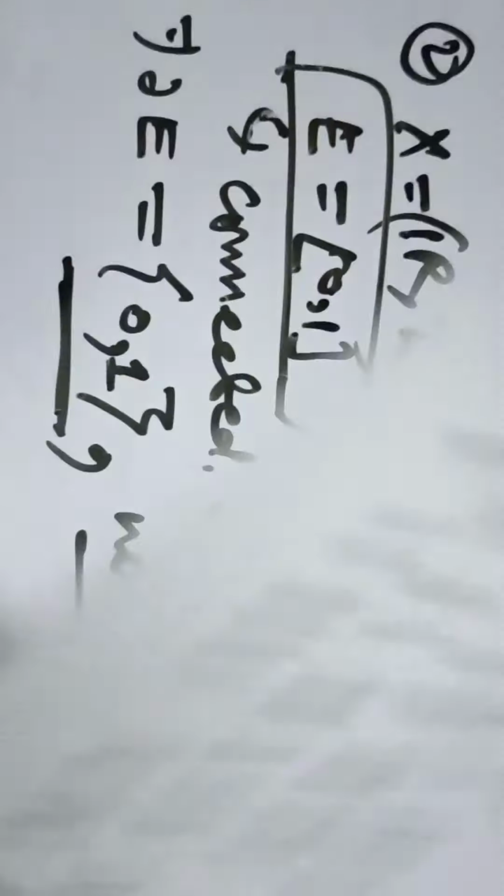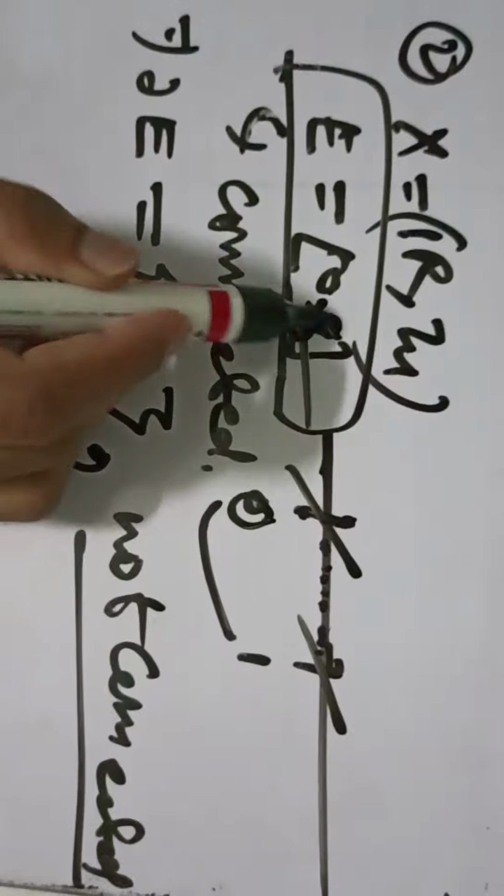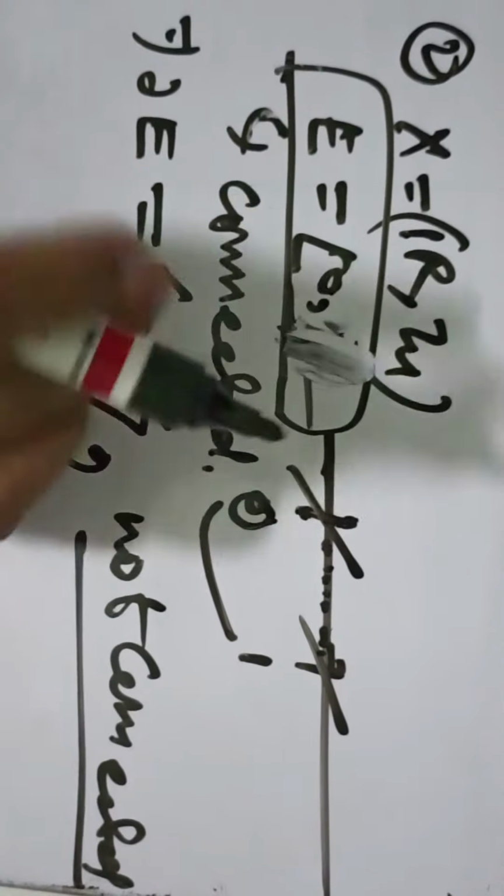So E is connected. If you choose E as [0,1], you can also choose another example, [0,2], [0,3], [0,4]. You can change the example accordingly. Okay, I have just taken [0,1] for my convenience.